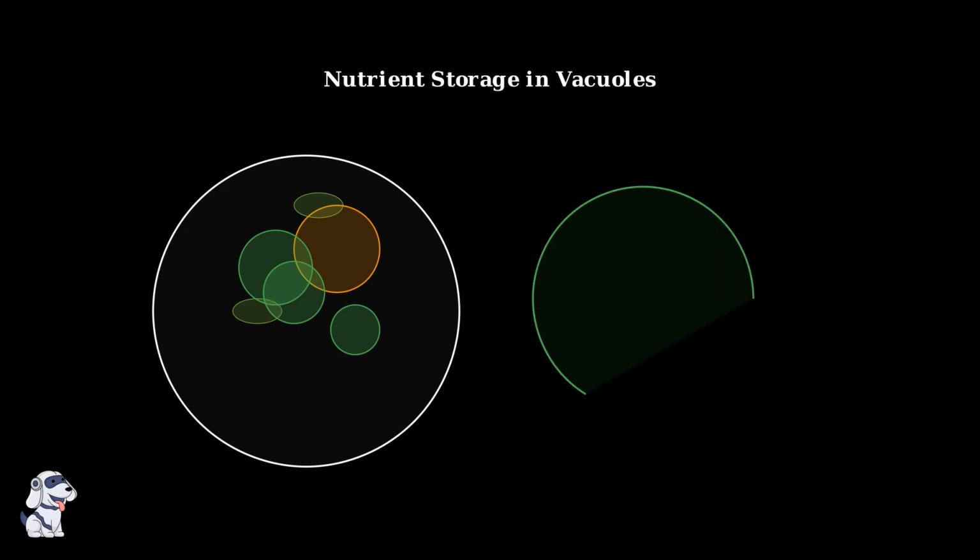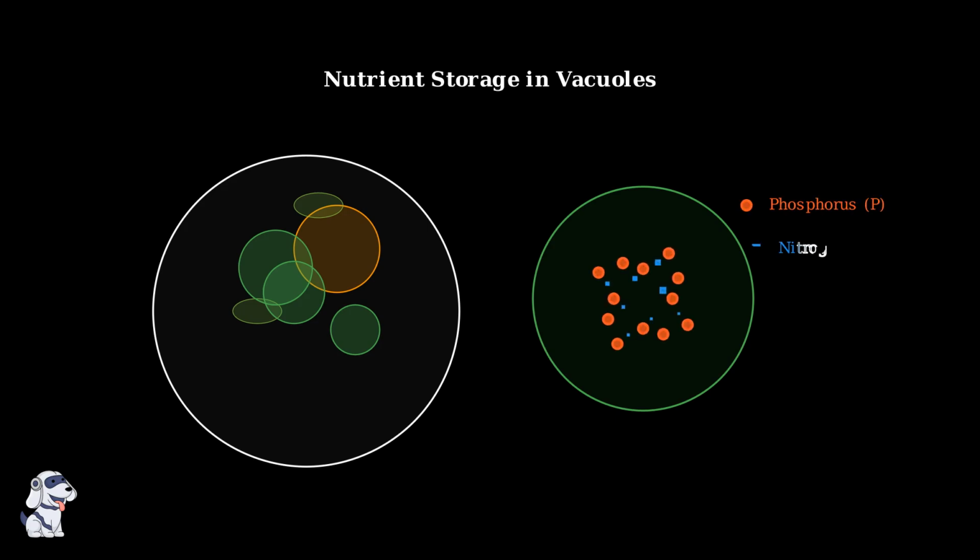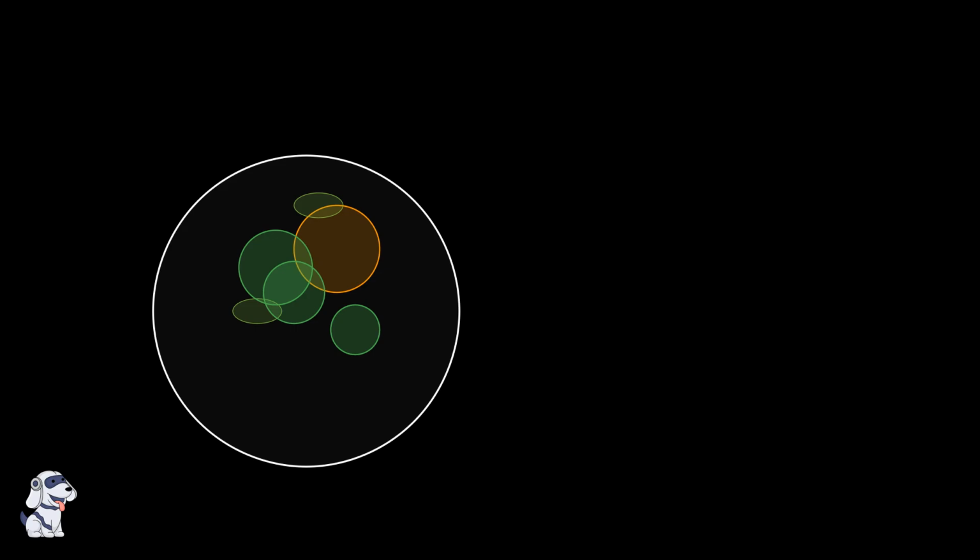Vacuoles primarily store two essential nutrients, phosphorus and nitrogen. These nutrients are critical for the algae's growth, reproduction, and metabolic processes. Phosphorus is stored mainly as polyphosphate, long chains of phosphate molecules that can be quickly broken down when the cell needs energy or building materials. This storage system is incredibly important for cell growth and metabolism. When the algae needs to grow or reproduce, it can quickly access these stored nutrients.